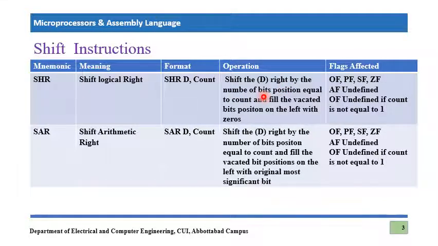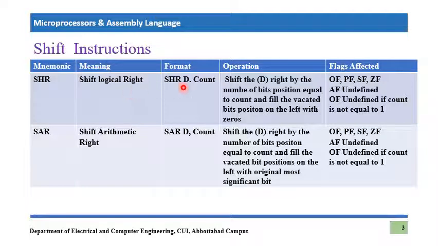That means whatever number is given in the count, you have to shift by that equal number of bits towards the right. And you have to fill the vacated bits on the left. Of course, if you are shifting towards the right, there will be some space created on the left, and that space should be filled with 0. This is given in the logical right.